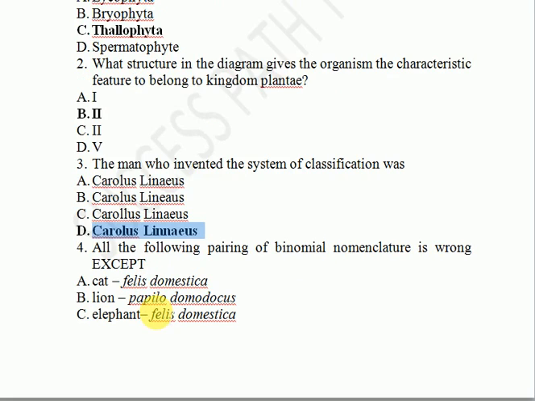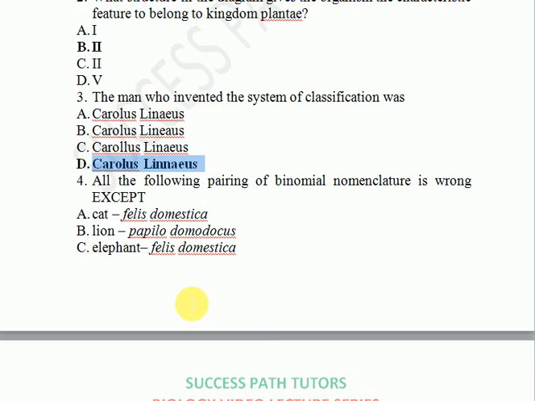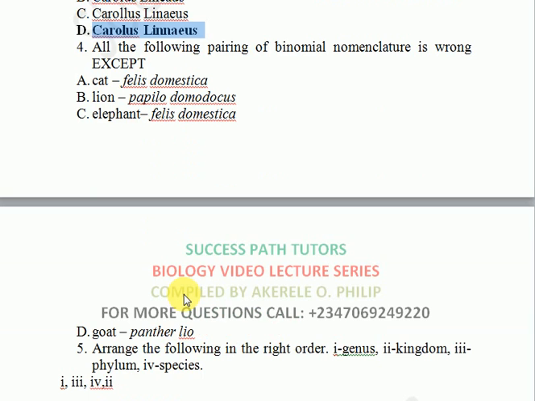So all the following pairings of binomial nomenclature are wrong except for one. So that means in here we have some scientific names wrongly paired except for one. So cat is rightly paired to its scientific name. Other ones are wrongly matched. Alright.